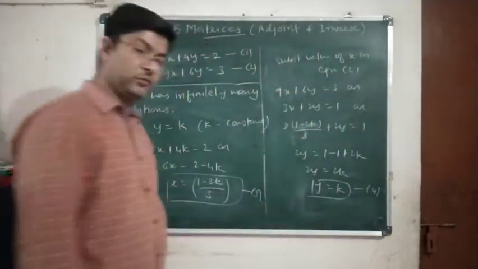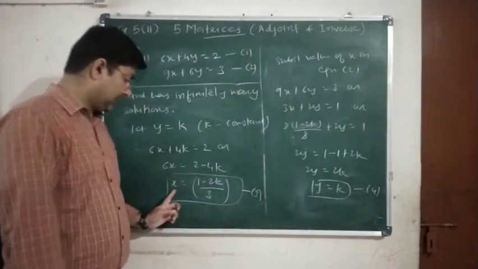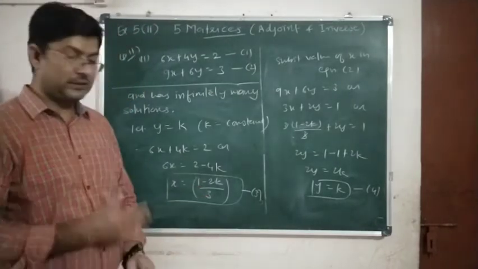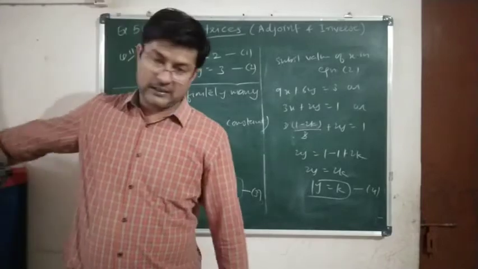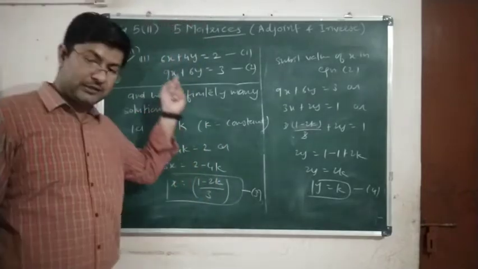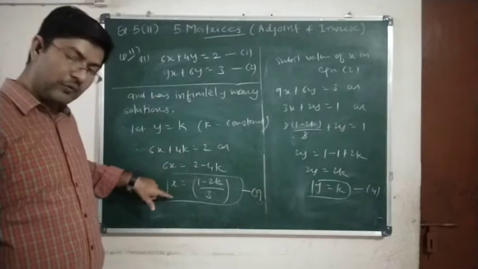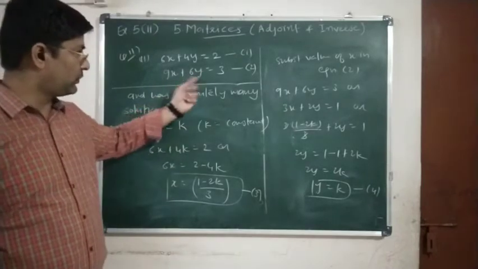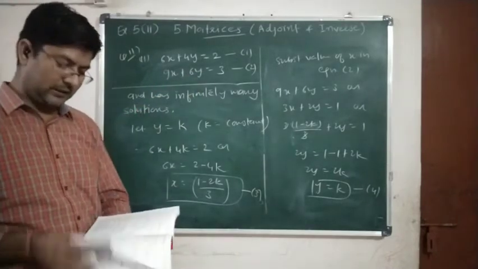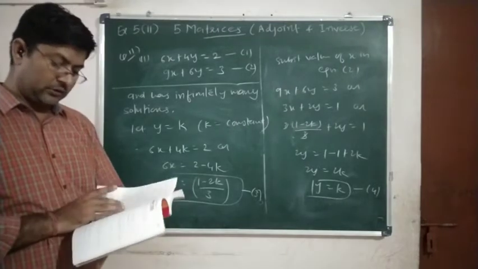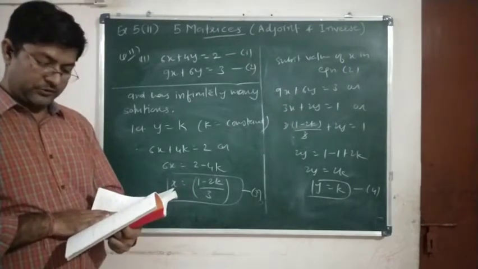Clear? So we have the two solutions or two values. X is (1 minus 2k) by 3 and y is k. Or as I told, you can consider x to be k and then you can find out y. Okay, and then you can put the value of y in the second equation to calculate x. Clear? So this was the second question.